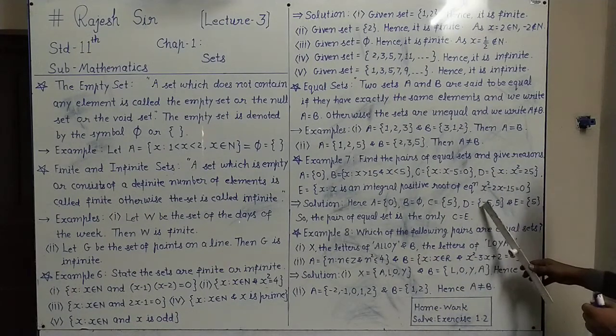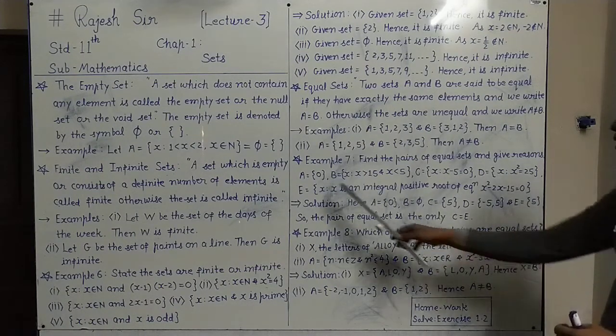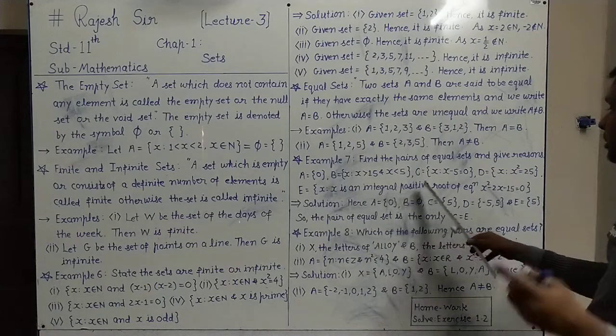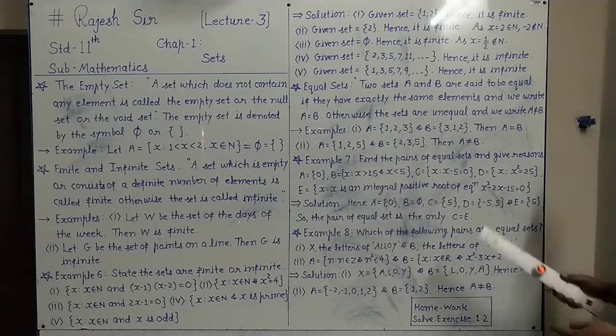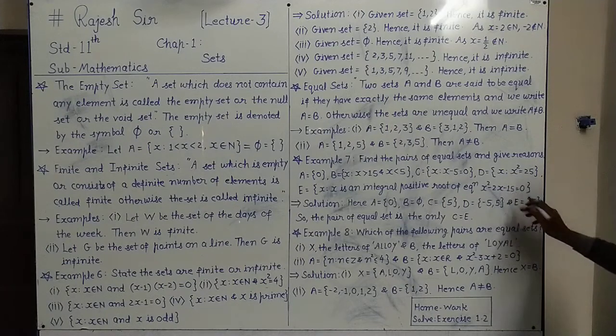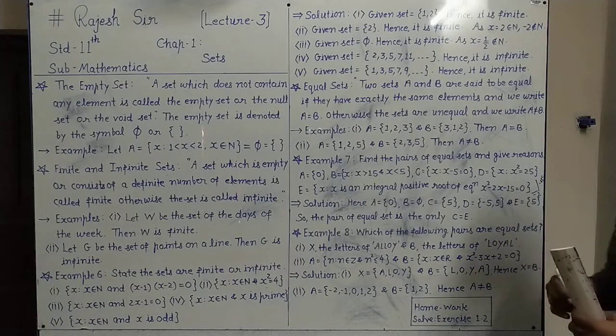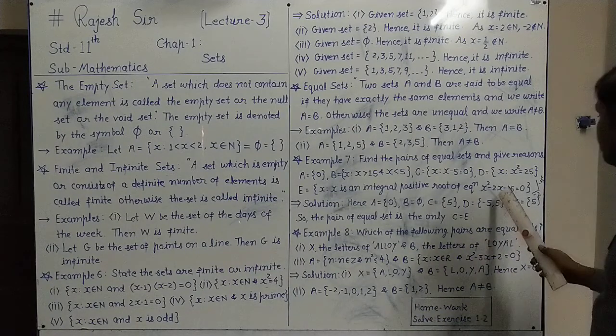So B equals minus 5 and plus 5 having an element set. And E equals the set of x where x is an integral positive root of the equation x square minus 2x minus 15 equal to 0. This is the quadratic equation you know. So minus 15 is required in multiplication and minus 2 is required in addition. That way we can use the splitting the middle term method to solve it.